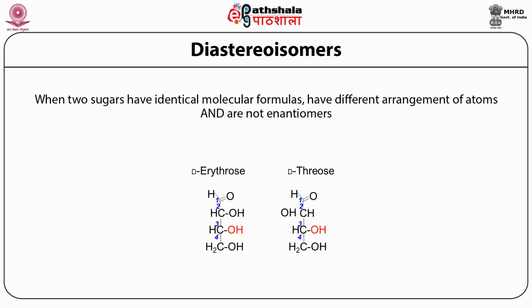The only position where these two compounds differ is at C2, where in one case the hydroxyl group is present on the right side. In the case of threose, it is present on the left side. So these compounds are diastereoisomers because they are not mirror images of each other, although they have the identical molecular formula, but the arrangement of atoms differs between these two molecules. The difference between enantiomers and diastereoisomers is that while enantiomers are non-superimposable mirror images of each other, diastereoisomers are not mirror images of each other.